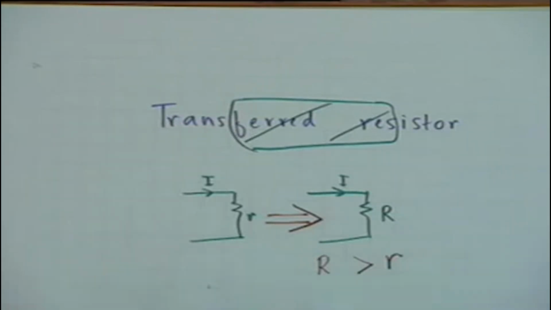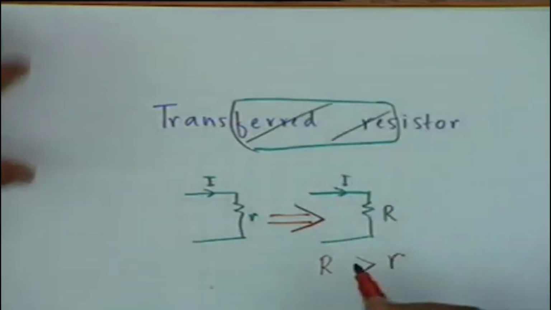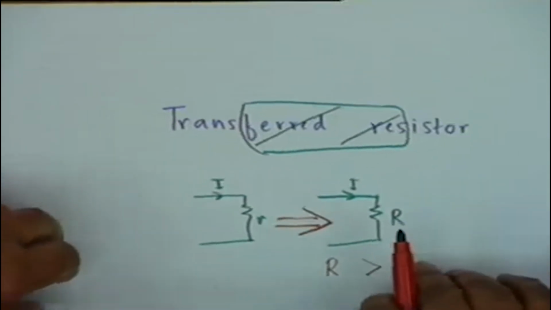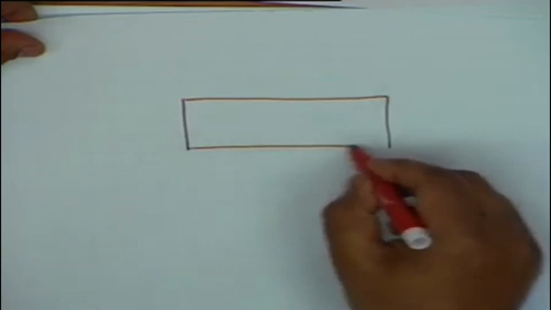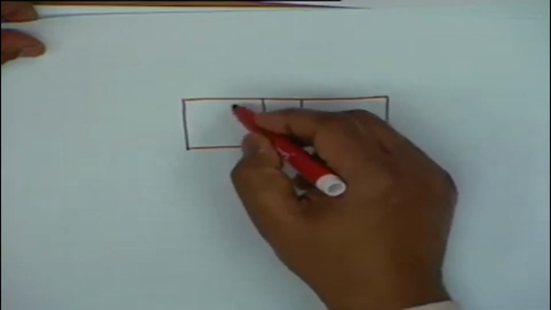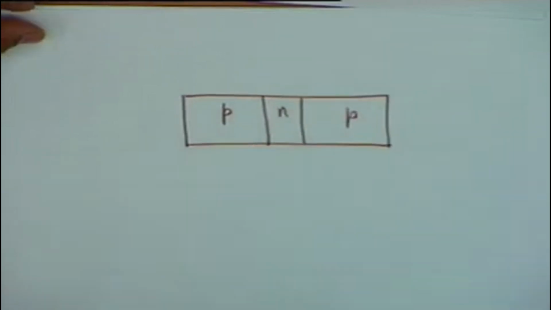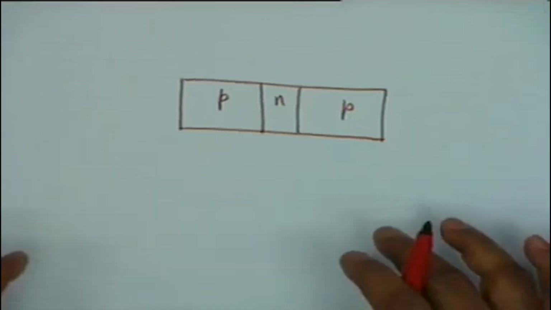Now, to implement this concept, that is, to allow the same current to pass through a small resistance at the input and a large resistance at the output, the implementation is that you have two junctions instead of one. Typically, you could have, let's say, a PNP configuration like this, where I am showing only a cross section. You could have two junctions like this, metallurgically prepared. They are not juxtaposed.